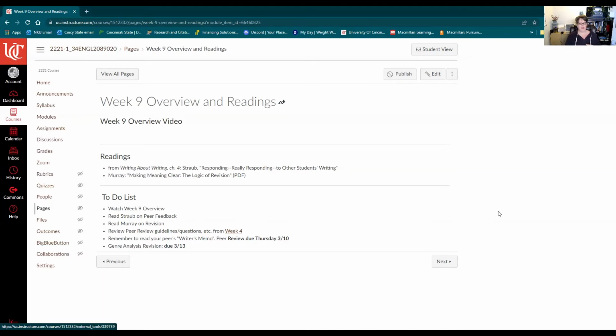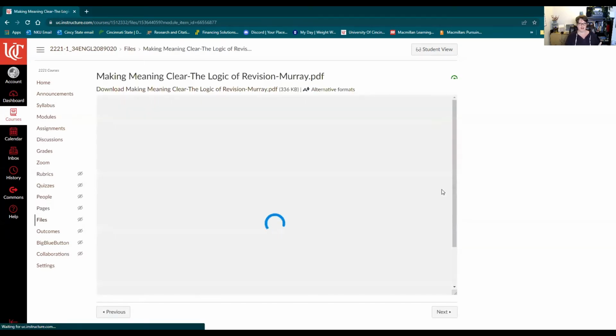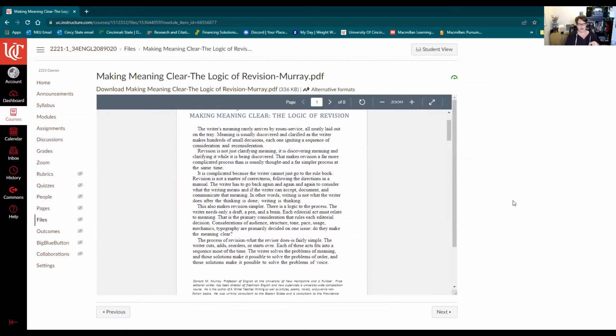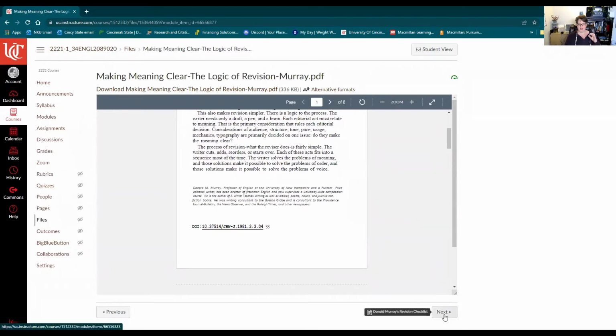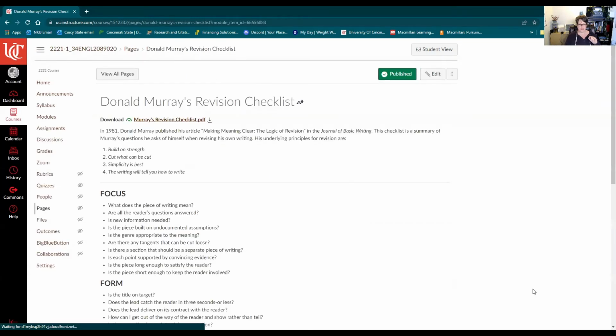So let's go through the pages here. Here is the handout from Donald Murray. It'll pop up in a minute. There we go. I also have a checklist that's kind of a summary of Murray's writing. These are all the questions that he asks of himself when he's going through revision. So I have a downloadable version, but we also have the page here. And Murray, his underlying principles for revision are to build on strength, cut what can be cut, that simplicity is best, and that the writing will tell you how to write. And that's a little bit cryptic. But if you read his article, you'll actually begin to understand.